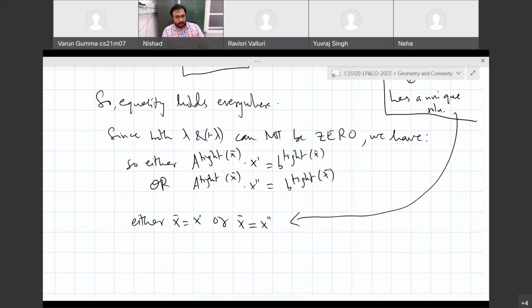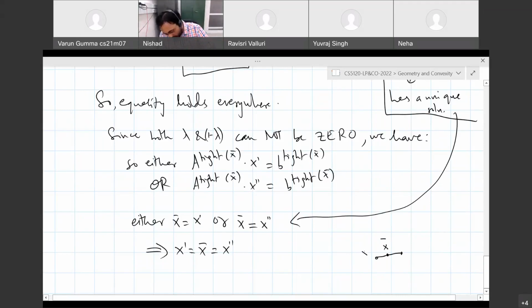But if you are able to write a point as a convex combination of 2 points, and one of the points is itself, then all of them have to be the same points, right? What does convex combination mean? It means that you're writing some point x bar as a convex combination of 2 points. But if one of the points is exactly the same as x bar, then both of the points have to be the same as x bar. Do you agree with that?